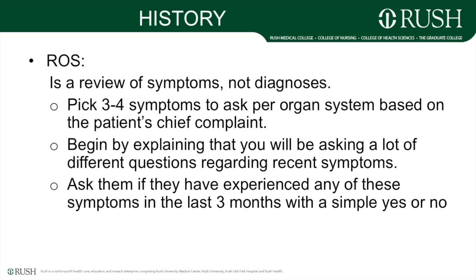When asking the review of systems, remember that this is actually a review of the patient's recent symptoms, not diagnoses. Do not ask every single symptom for each organ system. Pick 3 or 4 symptoms per organ system based on your patient's chief complaint. It's okay to ask more symptoms in the organ system related to the patient's chief complaint. Begin by explaining to the patient that you'll be asking them a lot of different questions regarding recent symptoms. Ask them to tell you if they've experienced any of these symptoms recently with a simple yes or no. Here's an example of a correct review of systems.